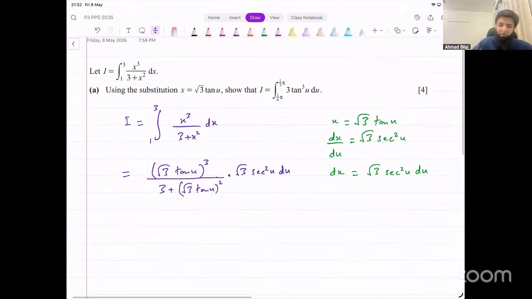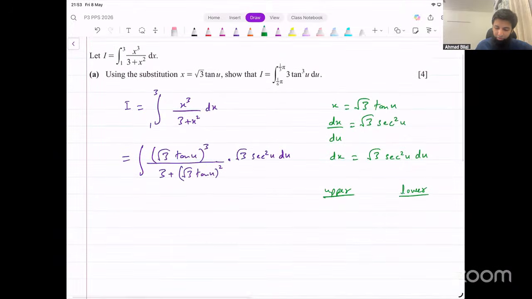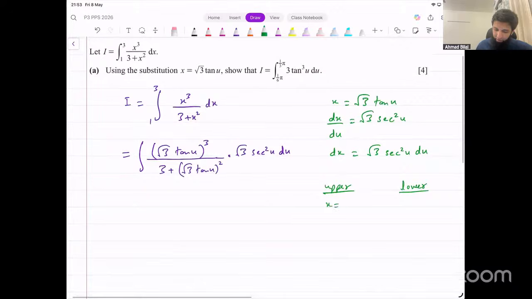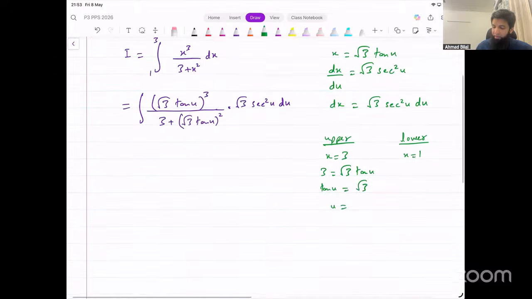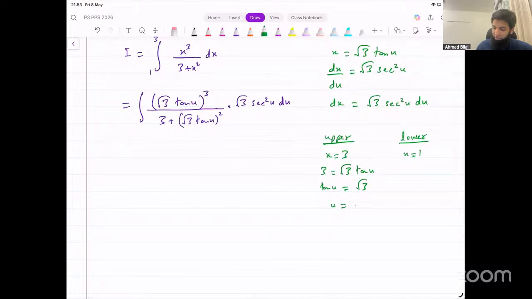Now everything is converted to u at this point. We can change the limits as well now. What are the limits going to be? Clearly write what the upper limit is and what the lower limit is, because sometimes they can get switched. Upper limit is x equals 3, and the lower limit is x equals 1. Now 3 equals √3 tan u, so tan u equals √3. Put this on your calculator. Tan inverse of √3, what's that? I think it's pi over 3, right?